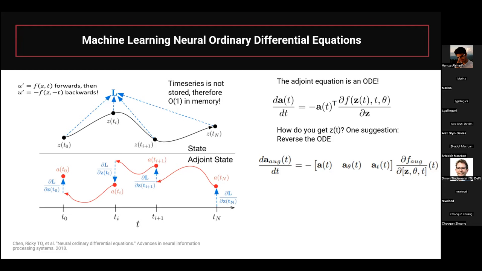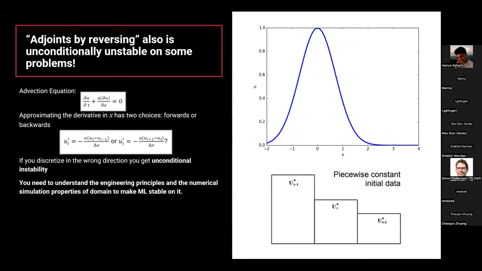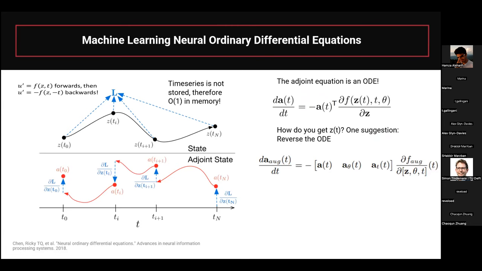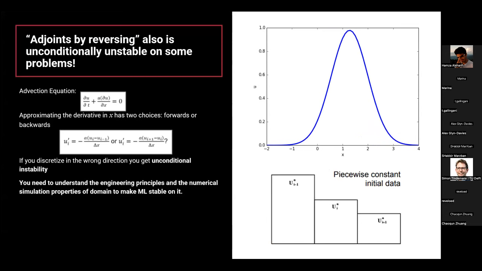Because my point here is that mathematically, there's nothing wrong with this method. Numerically, though, there's a lot wrong with this method. So what's going on? This way of calculating the adjoint relies on the idea that if you do u prime equals f of u going forwards, then u prime equals minus f of u in reverse gives you back the same trajectory, which is mathematically true. But it's not necessarily true for ODEs when they're solved in a way that is discretized. And what do I mean by that?